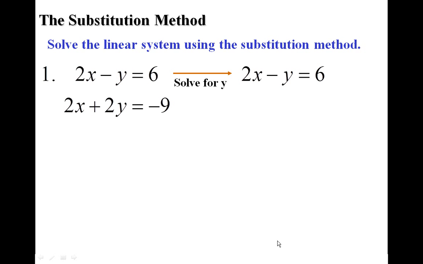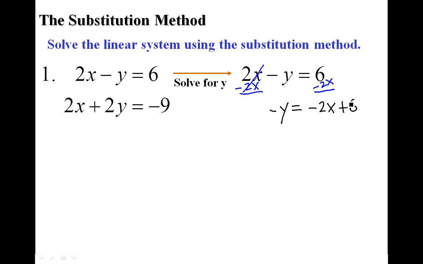Without it moving. Let's subtract 2x. Alright, subtract 2x from both sides. If you subtract 2x from this side, that cancels. If you subtract 2x from this side, nothing cancels, of course. What's remaining is still this: -y equals -2x plus 6.